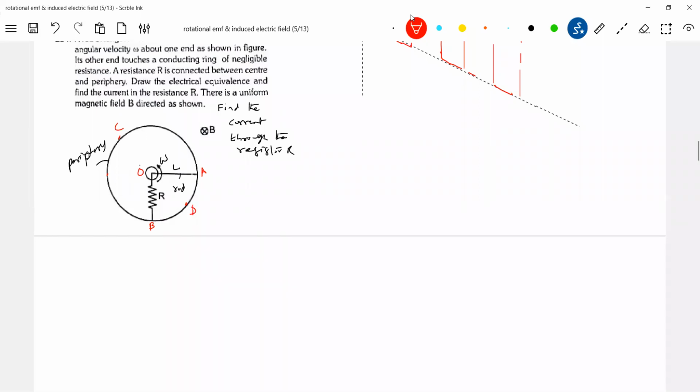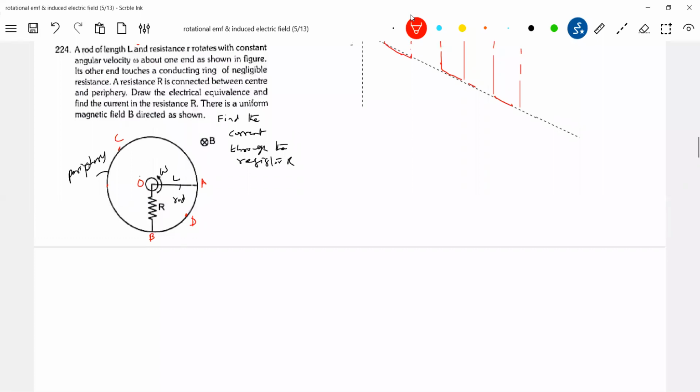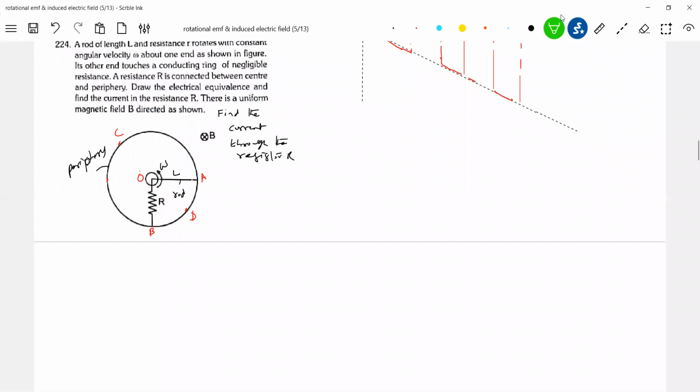Now, the rotating rod, what should you replace it with? The rotating rod is replaced with a cell. So this is the ring, and what about the rod? There's a rod, and we replace the rotating rod with a cell. So can you give the polarity now? B into the plane, velocity, so this end should be positive.